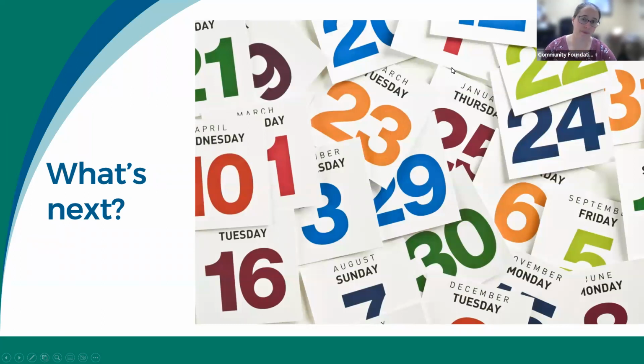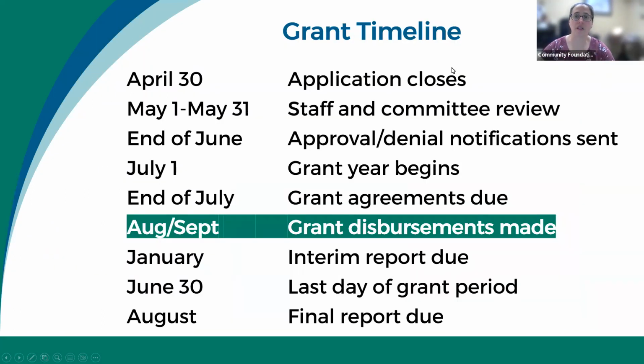So what's next? Let's talk about that timeline. So April 30th, the application closes. Between May 1st and May 31st, staff and our grants committee are going to review the applications. Staff, just to be clear, we have threshold reviews. So are you in compliance with the IRS and the state? Have you attached all the things that you're supposed to attach? And are you actually providing food insecurity grant programs? Like if you apply for funding for your arts program, we won't move that application forward.